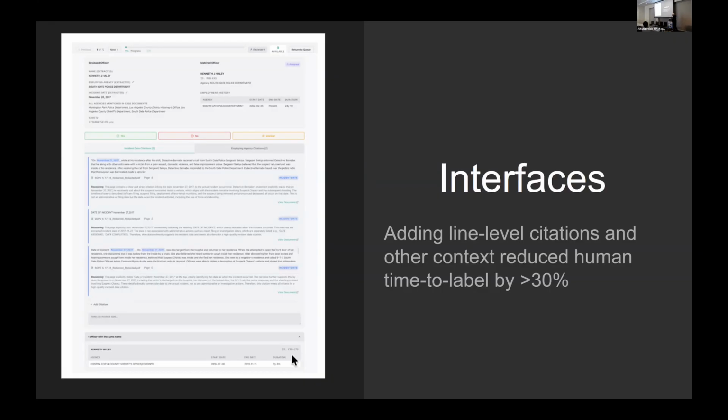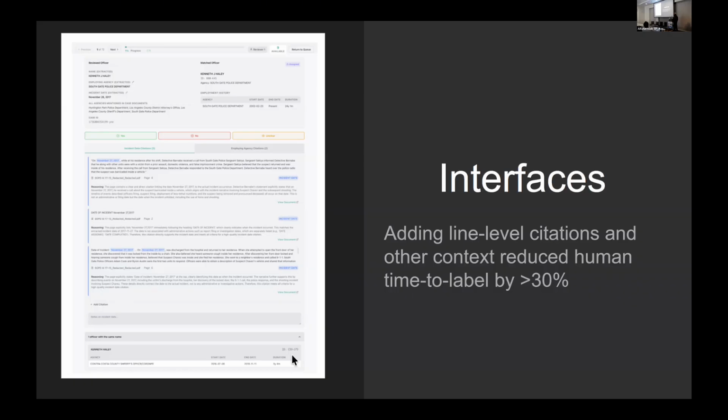Not the greatest screenshot here. I apologize, it's a little small. But the idea here is this is a screenshot from an interface that we use to verify the links of extracted officers to their statewide IDs, which, as you can imagine, was super high risk. That's something we can't get wrong in terms of litigation and stuff like that.